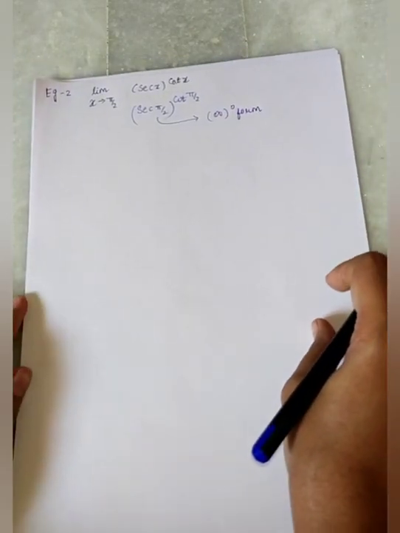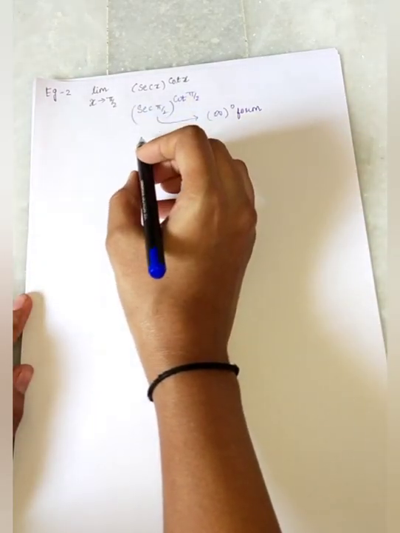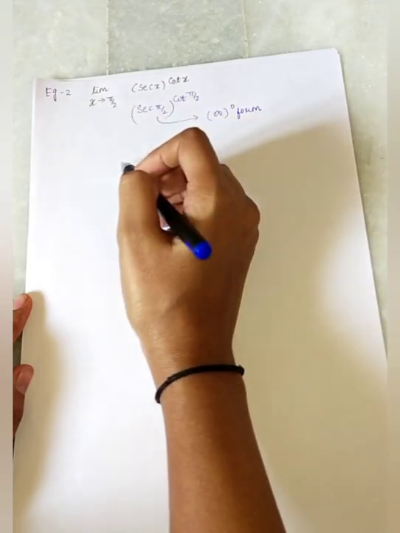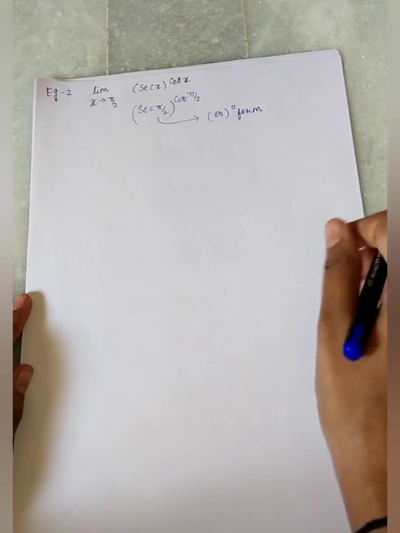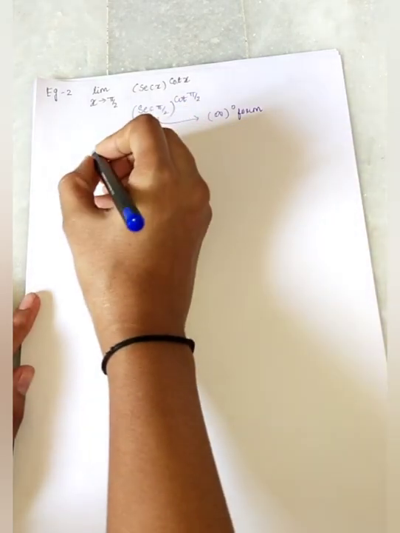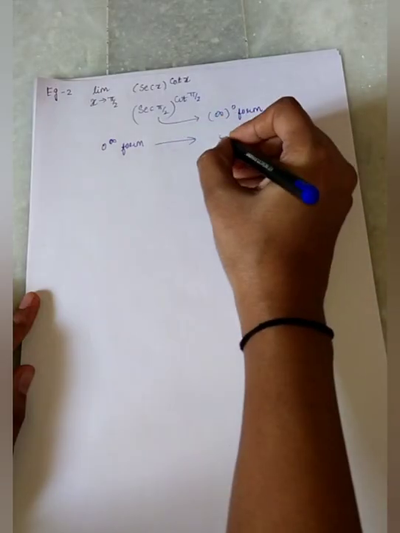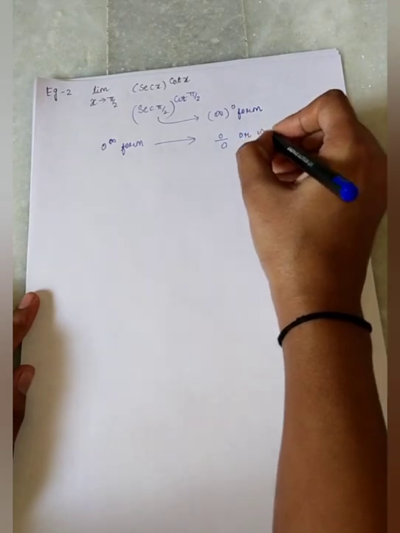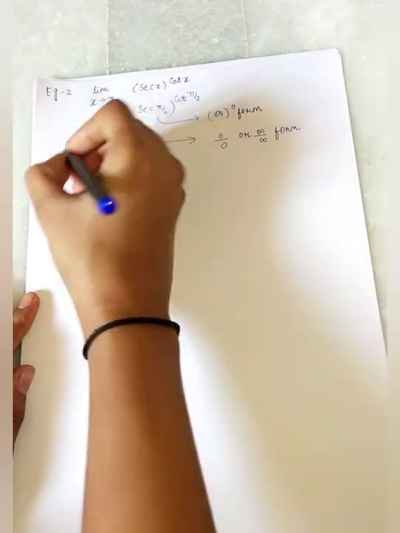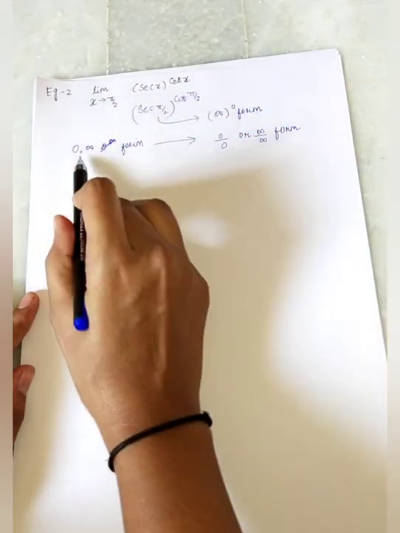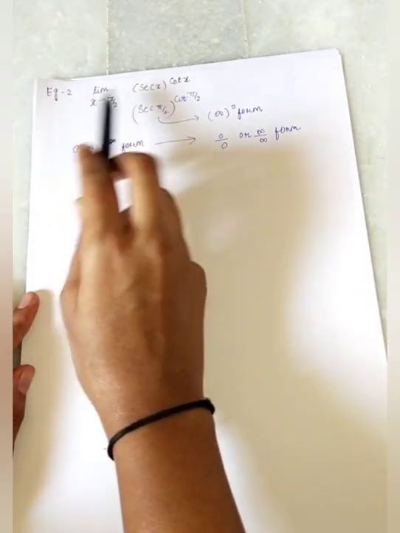Okay, now our next step is to convert this equation into 0 into infinity form before converting it to 0 by 0 or infinity by infinity form. So we will convert it into 0 into infinity form, and then we will convert it to 0 by 0 or infinity by infinity form. So for converting into 0 into infinity form, we will multiply both sides by log.